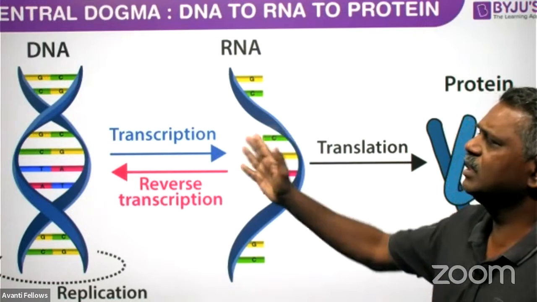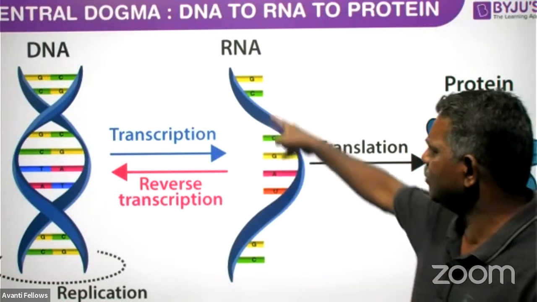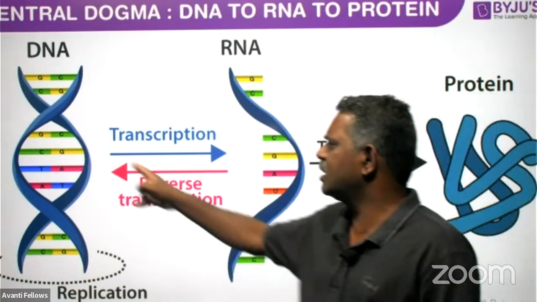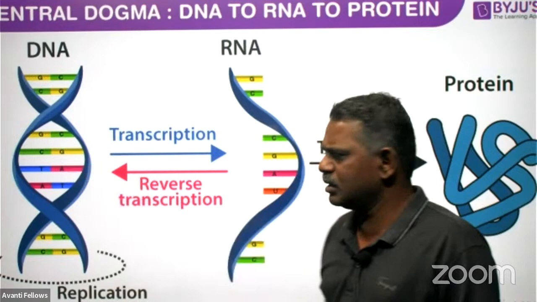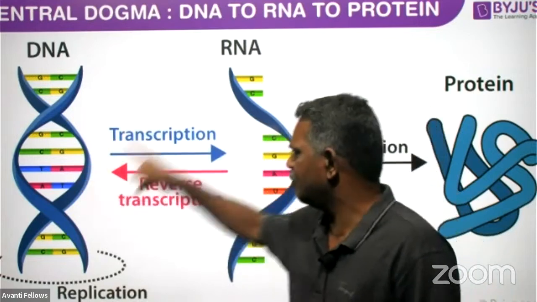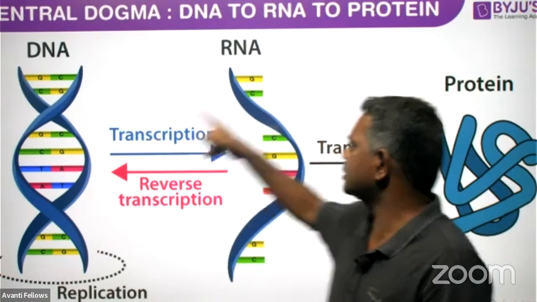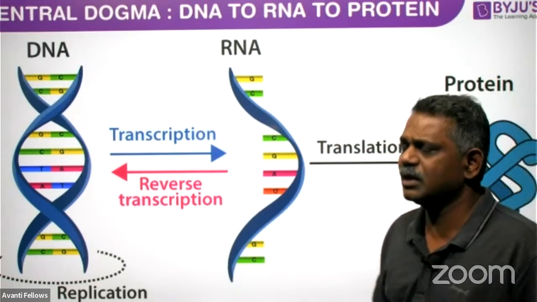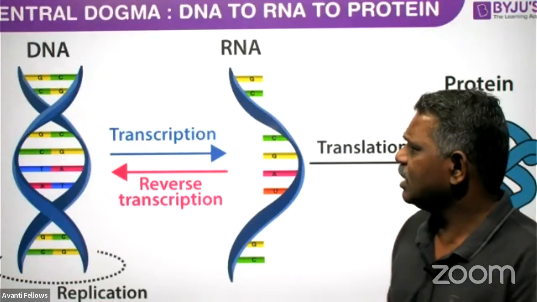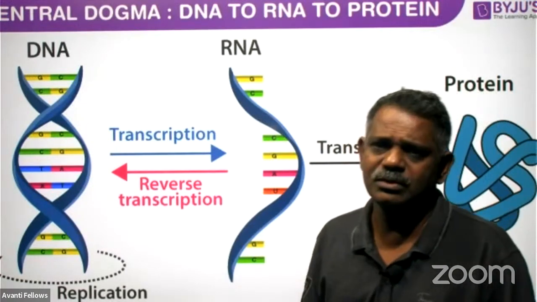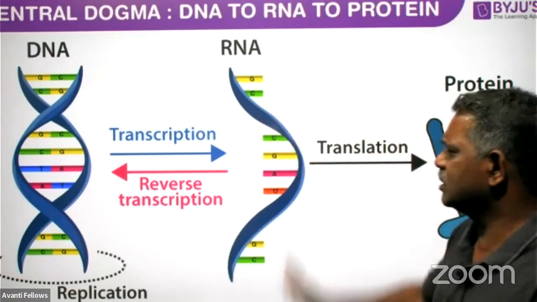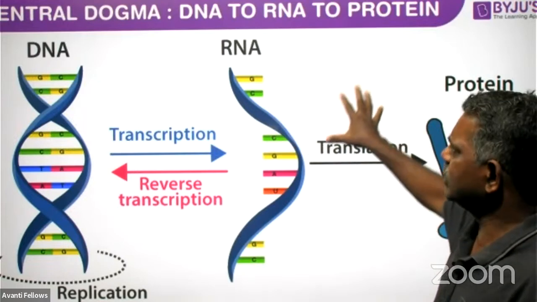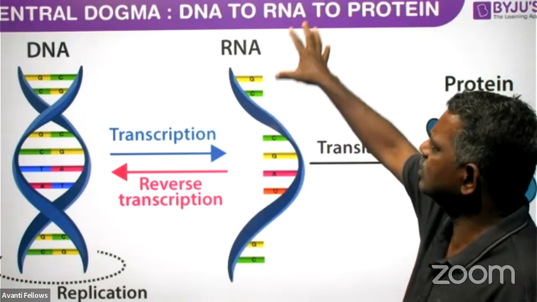Whereas in the case of retroviruses, they have only this RNA as genetic material. So what happens? By using RNA, it goes for reverse transcription, meaning production of DNA from this RNA. Then it goes for transcription to produce RNA, and by using RNA, it goes for protein synthesis. These retroviruses have only mRNA as the genetic material. And these are the two events happening during the process of protein synthesis.